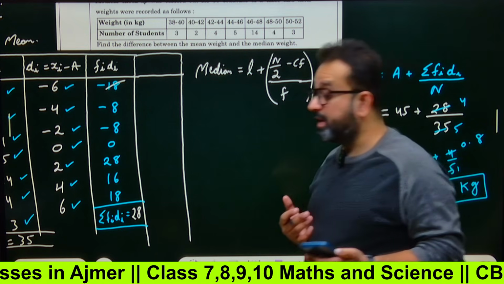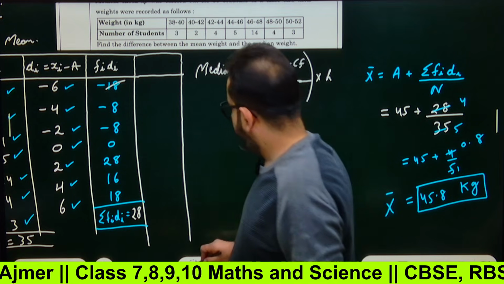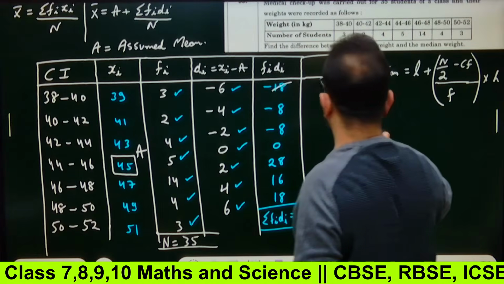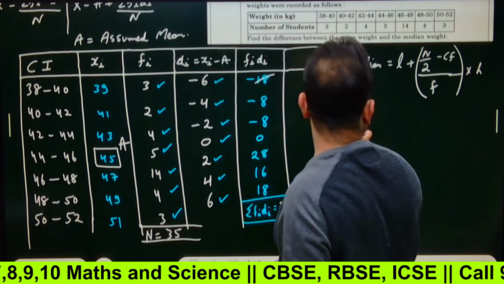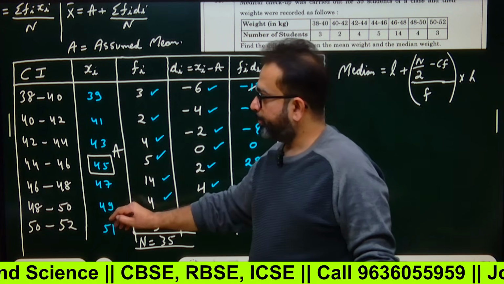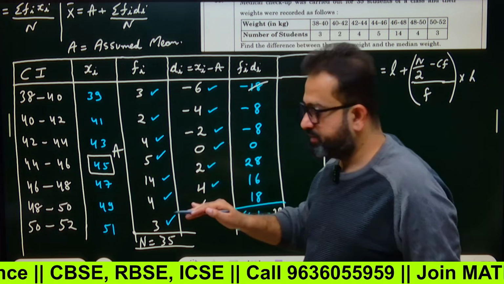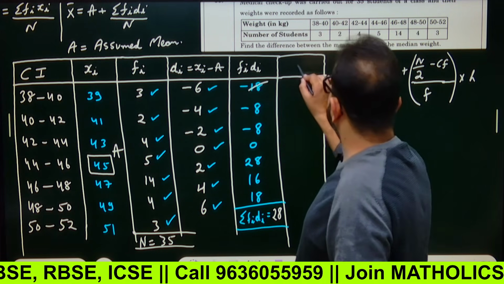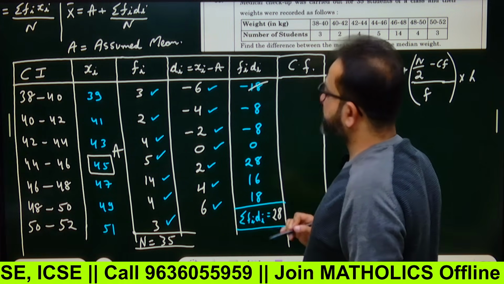L is the lower limit of the median class. How to find the median class? You just have to make the table like this. If this is the table, you focus on Xi and Fi. Using Fi, write the cumulative frequency of the class.